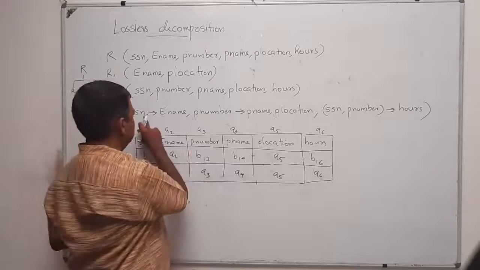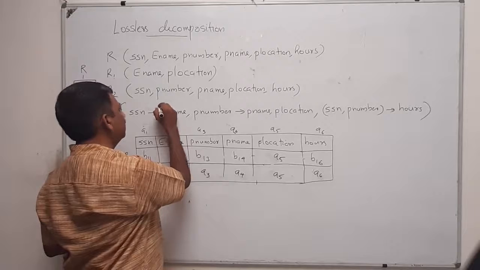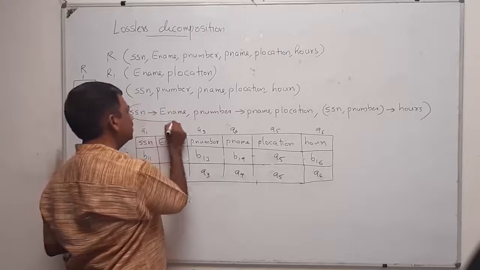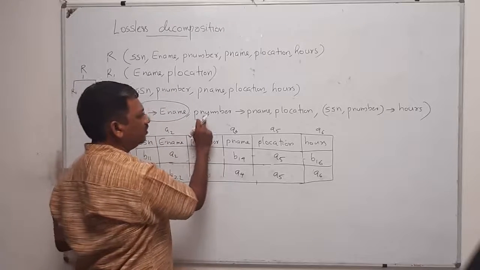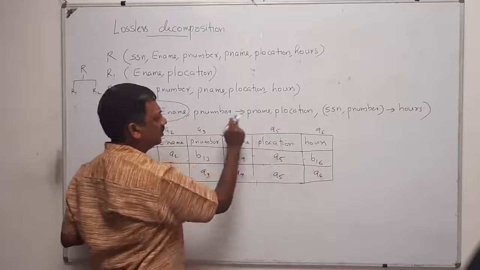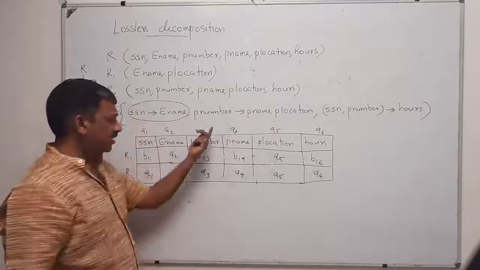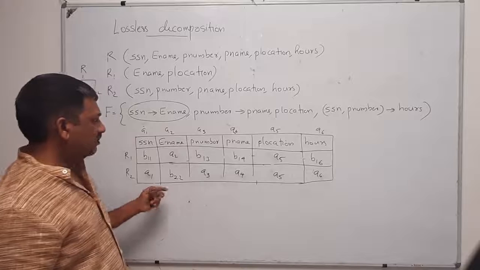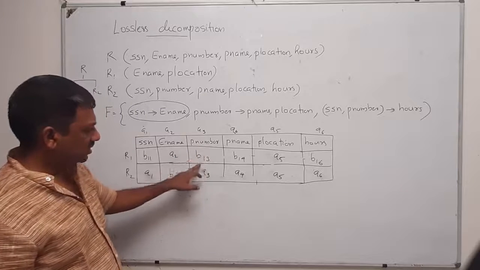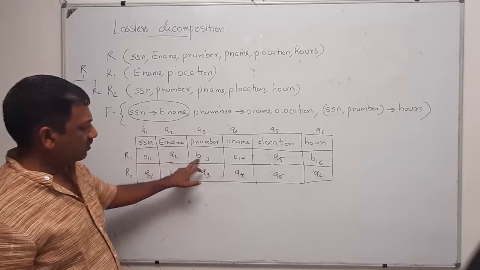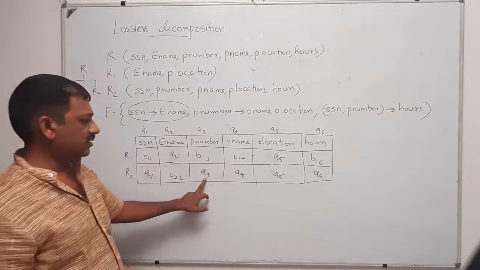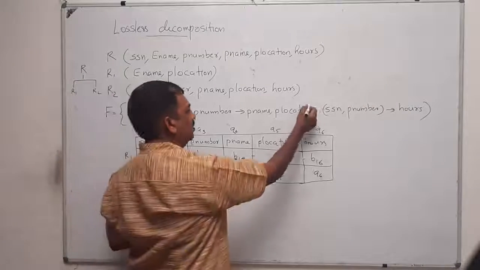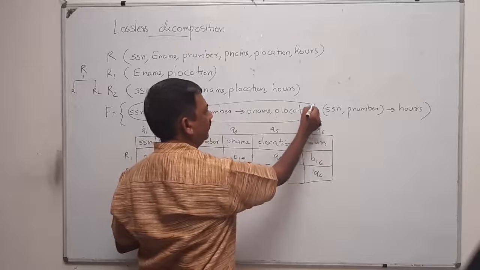Now next, that means we have evaluated this one. Now we are going to P number determines P name or P location. P number determines P name. Left hand side is P number. P number means this column. In that column also B13 and A3 are different. So this one also is over.